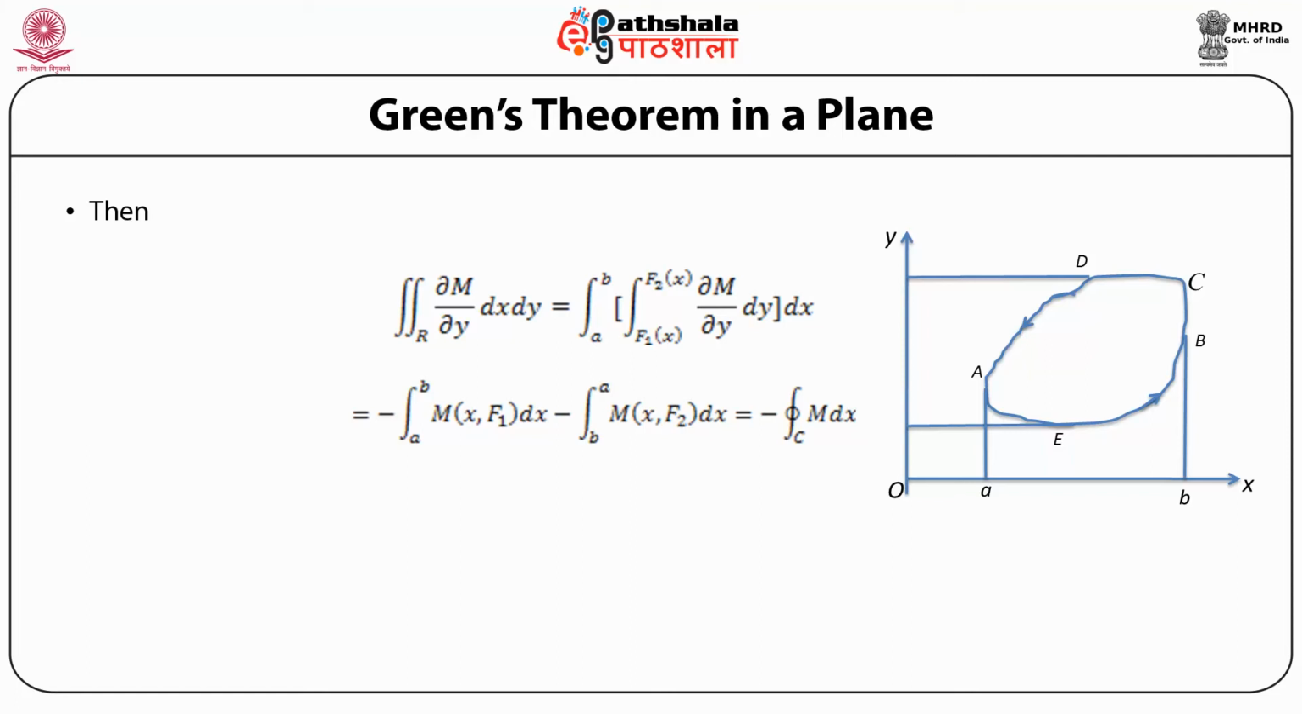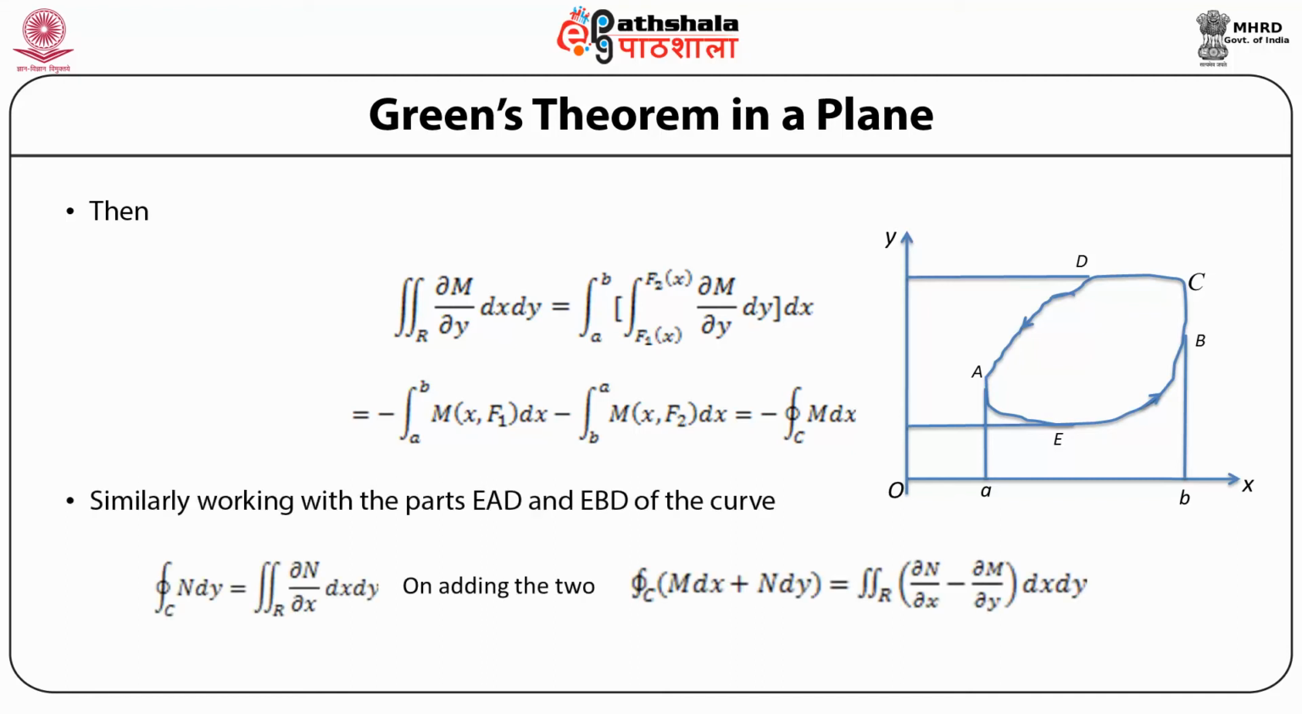the integral from a to b of the integral from f1(x) to f2(x) of ∂M/∂y dy, whole into dx, equals minus the integral from a to b of M(x, f1) dx minus the integral from b to a of M(x, f2) dx, equals minus the line integral over the closed loop C of M dx.